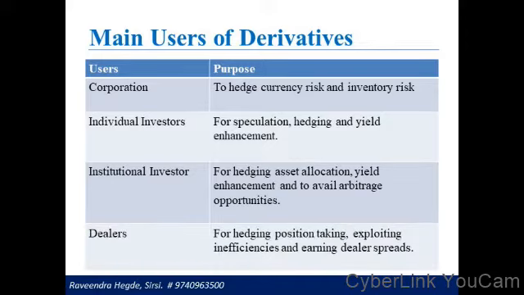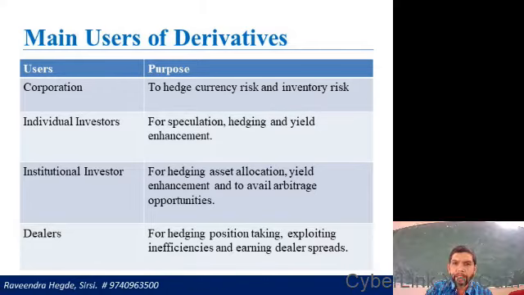And next are the dealers. Dealers are the main users again for hedging, position taking, exploiting inefficiencies, and earning dealer spreads. So, corporation, individual investors, institutional investor, and dealers are the main users of derivatives. Friends, no need to write down these issues. Afterwards I will send the PDF if you want.